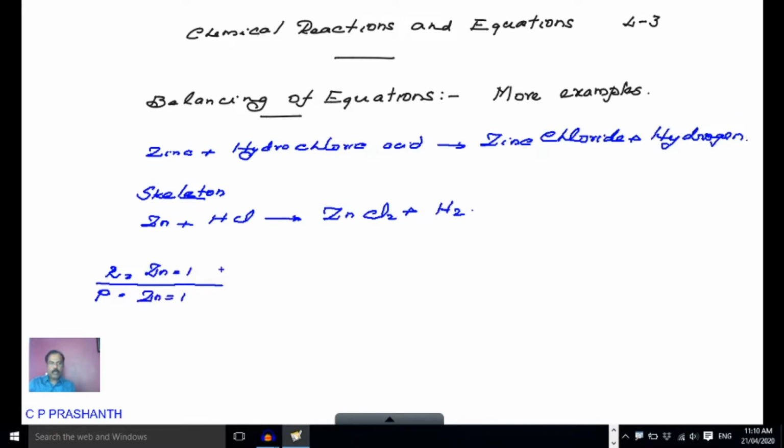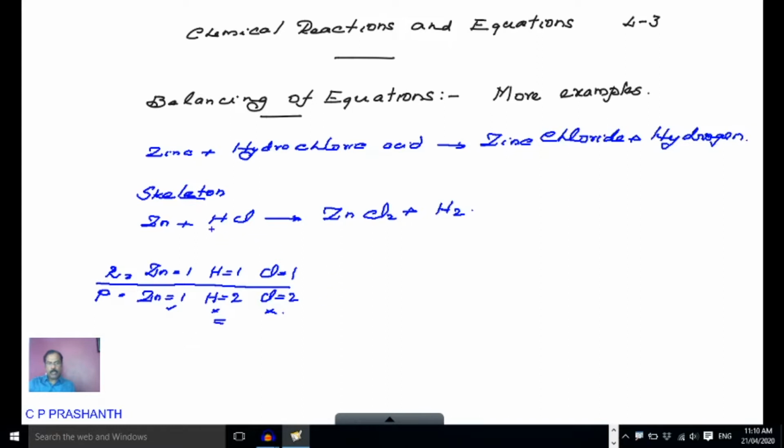Number of zinc atoms is 1 on the reactant side. Product side also zinc is equal to 1. Number of hydrogen atoms in the reactant side is 1. Product side it is 2. Number of chlorine atoms in the reactant side is 1 and product side is 2. So you can see zinc is already balanced. We need to balance hydrogen as well as chlorine.